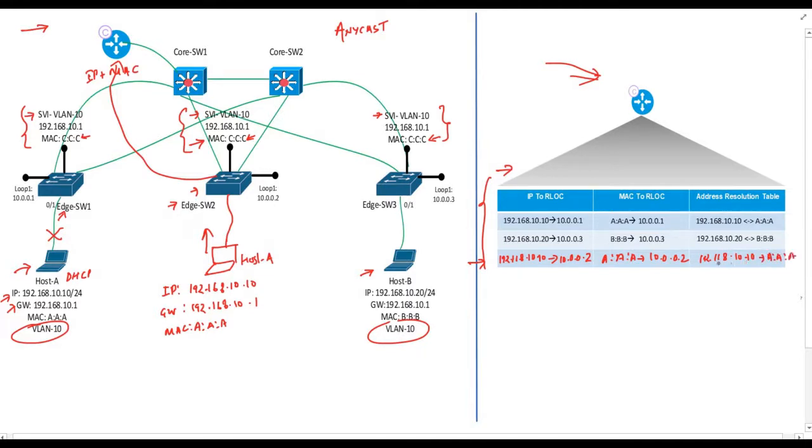So here is the problem. The second entry says that host A is reachable from remote location 10.0.0.1, or at switch 1.